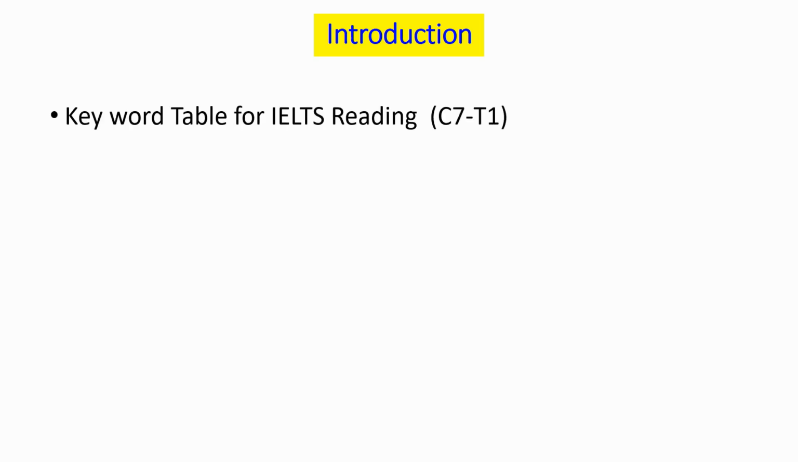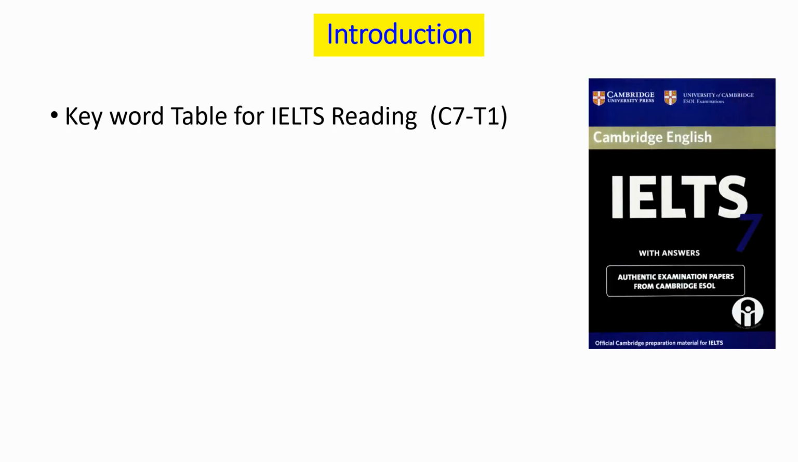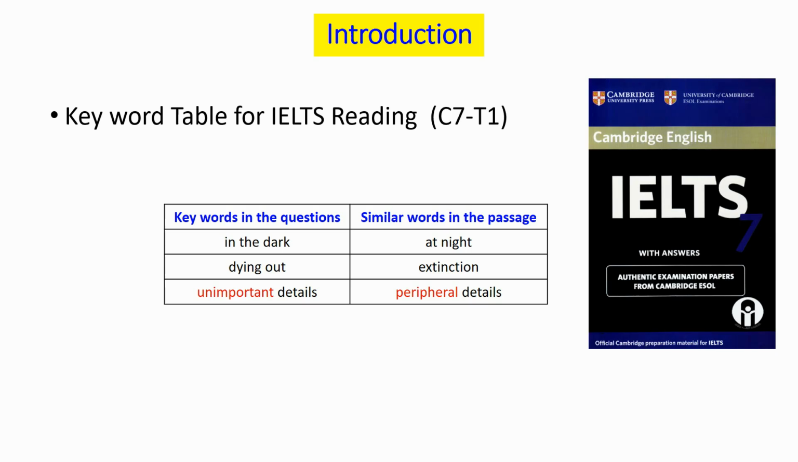This is Ehsan and I'm here today to teach you about a keyword table for IELTS reading, Cambridge 7, test 1. So what is a keyword table? A keyword table is something like this. You can see the keywords in the questions and also the similar words or phrases in the passage. And sometimes I use a color code to show you which word is related to another one.